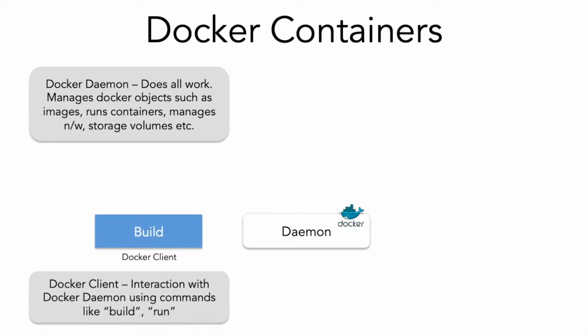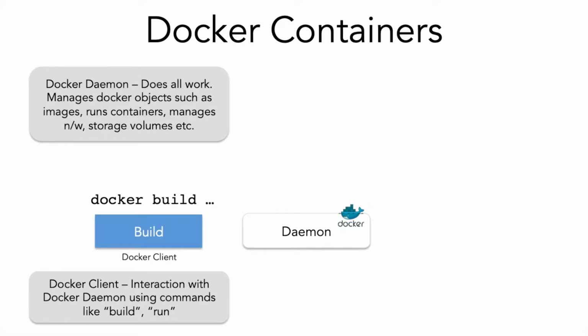Now the Docker client can be installed on the same machine or on the same host as that of the Docker daemon, but you can install Docker client on a separate machine also. So Docker client is used to interact with Docker daemon. You use commands like docker build, docker run, docker compose, etc. to talk to the Docker daemon.